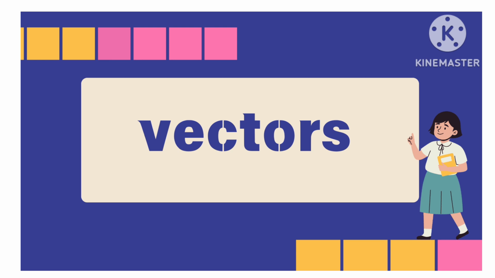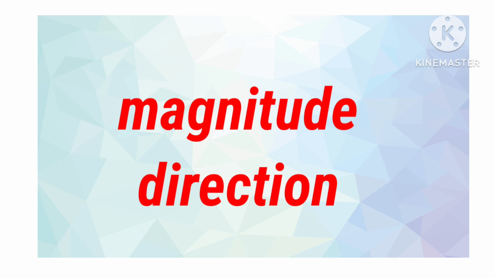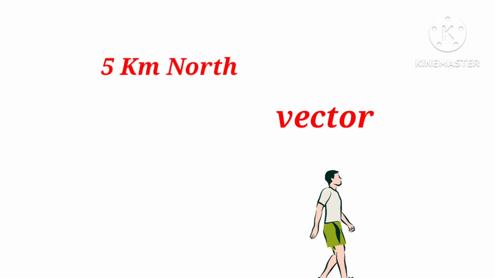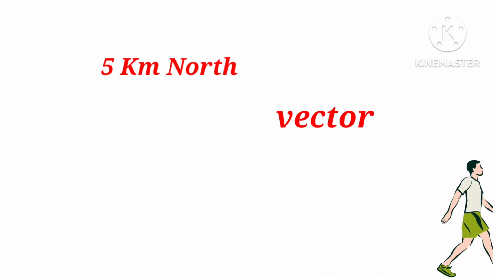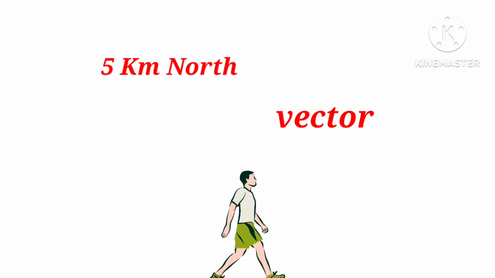Now let's look at vectors. Vectors give us two things, both magnitude and direction. So, with vectors, you know how much and where something is going. If I say I walked 5 kilometers north, that's a vector. I am telling you both the distance walked and the direction.